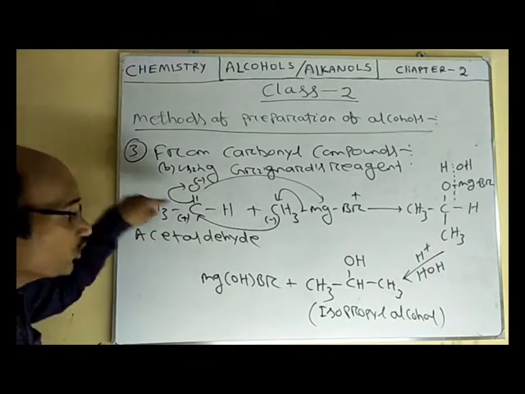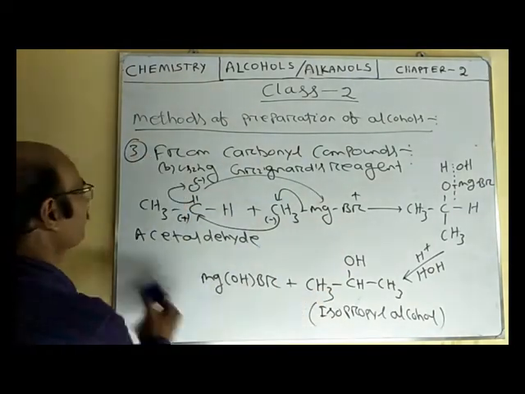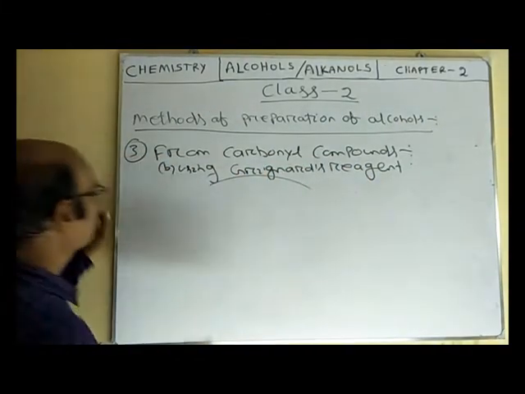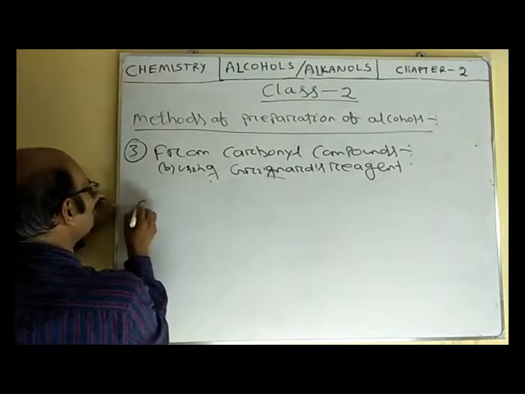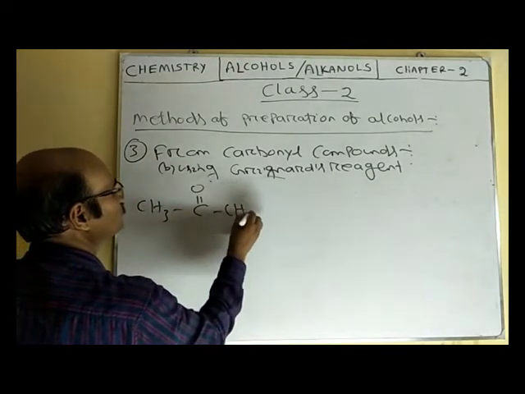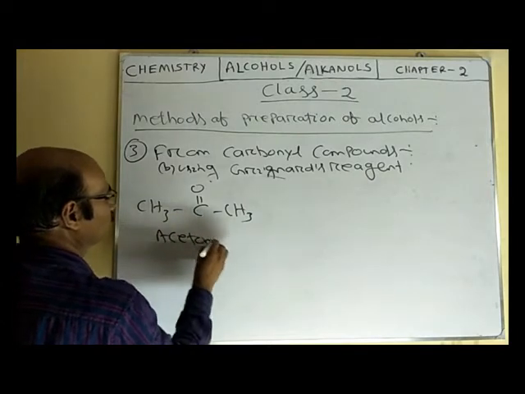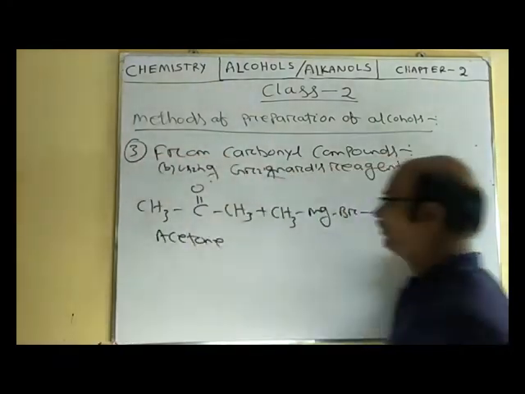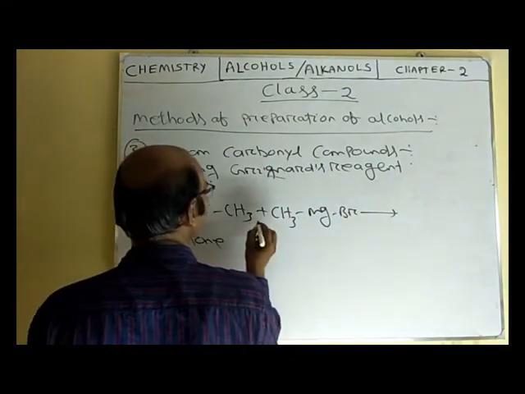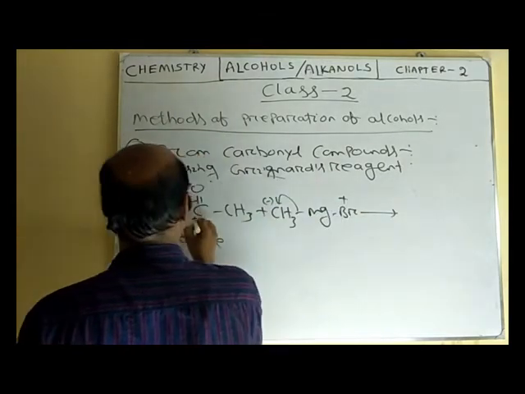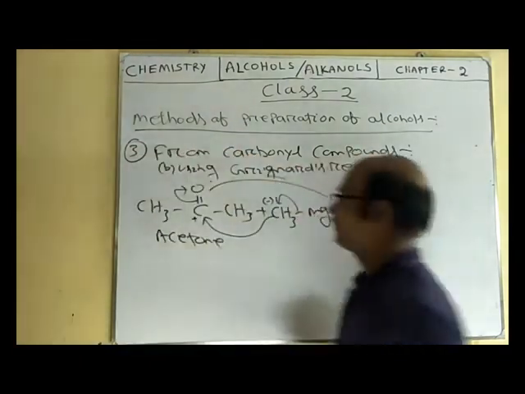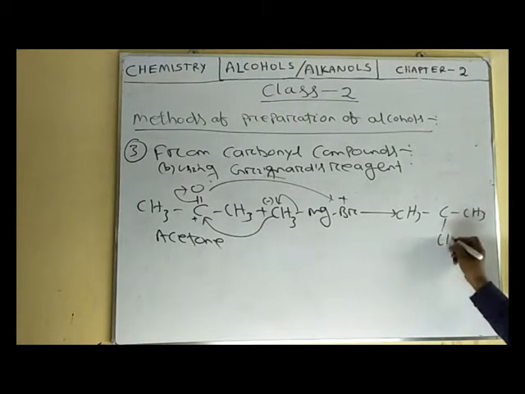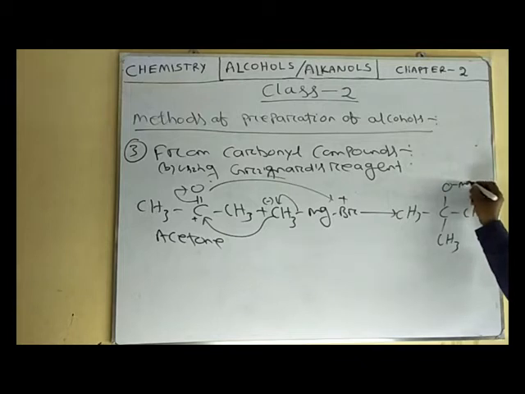Now, if I take a ketone, I will get a tertiary alcohol. Let us see. If I take CH3 C double bond O CH3, acetone, plus CH3 MgBr, we get the same thing. This pi bond will break. Now this will be minus, this plus. So this will attack this one, and you get CH3 C CH3 CH3 O MgBr.